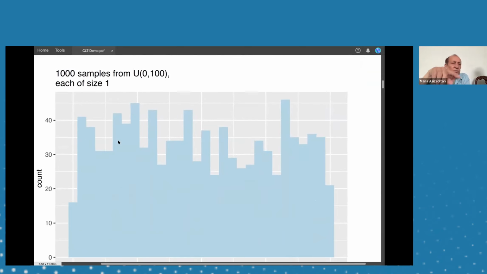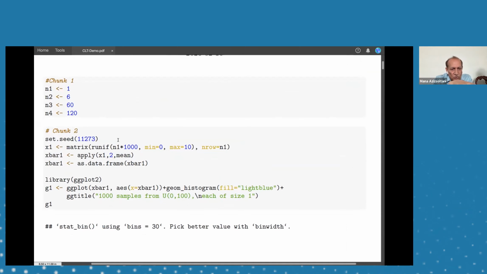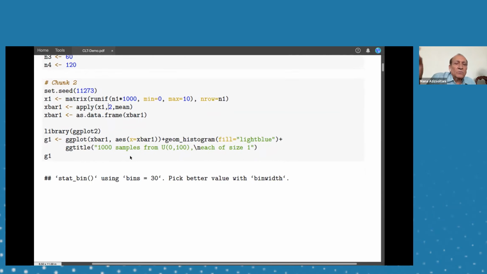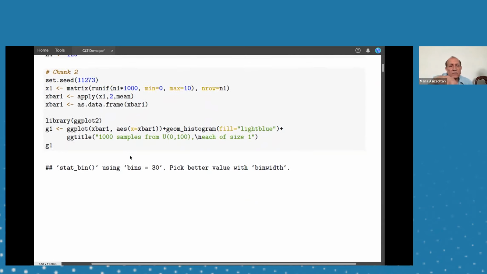So then just go up just a second. No, it's okay, right there. So the next code that says X bar is equal to, sorry, Mana is telling me to go fast or shut up. So I'm going to shut up very soon. So X bar is, when you say apply, it takes the data frame X1, the 2 is by column. So the columns are here, computing the mean of each sample. So X bar 1 becomes a column of sample means. Then we are just plotting the histogram.